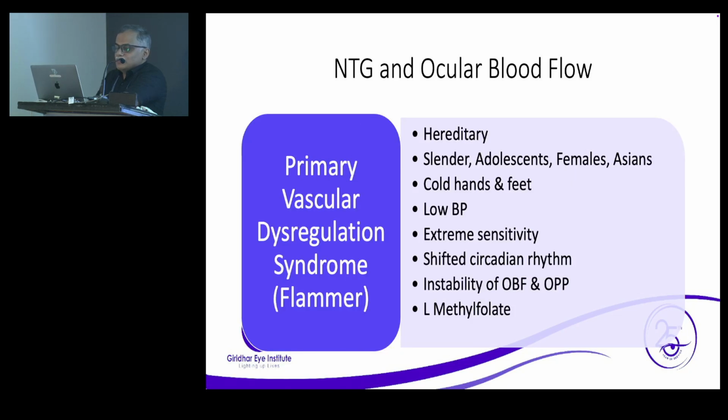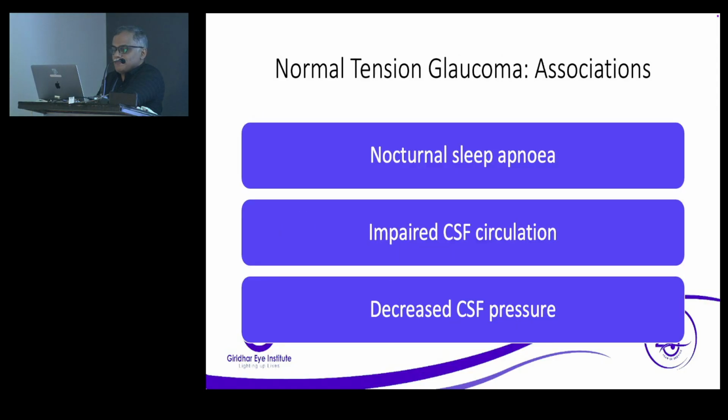This is Flammer syndrome, usually seen in young ladies. Physically they'll be slender, with cold hands and feet, low BP, extreme sensitivity to temperature. Circadian rhythm is usually shifted. They sleep very late at night. They can't sleep properly and they sleep more in the morning. Instability of the ocular blood flow and the ocular perfusion pressure has been seen. L-methyl folate is supposed to improve the condition.